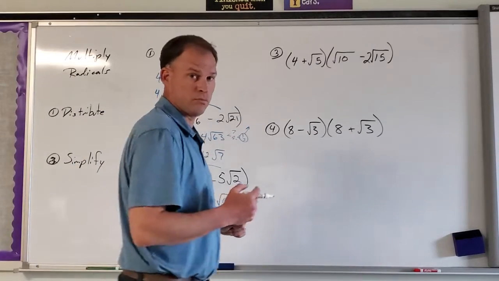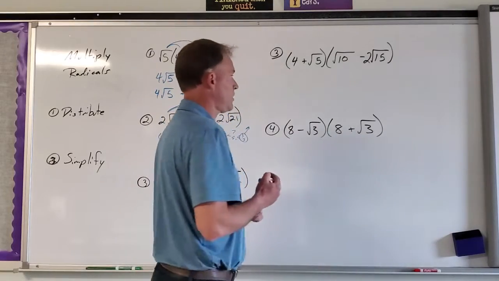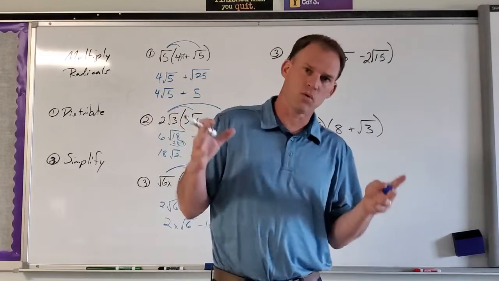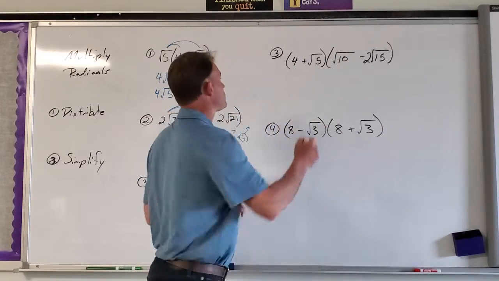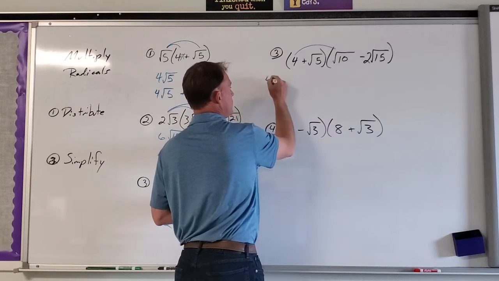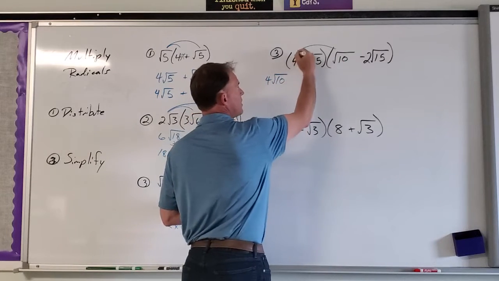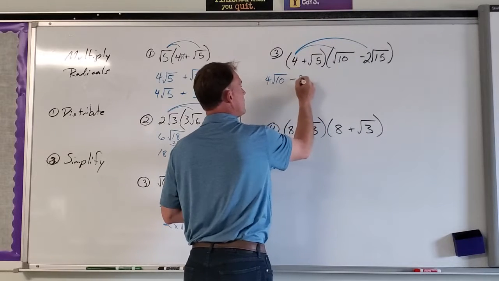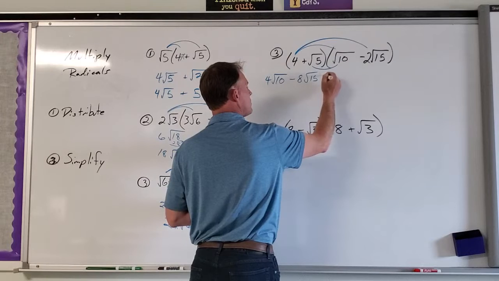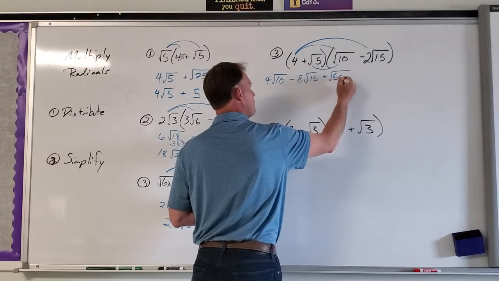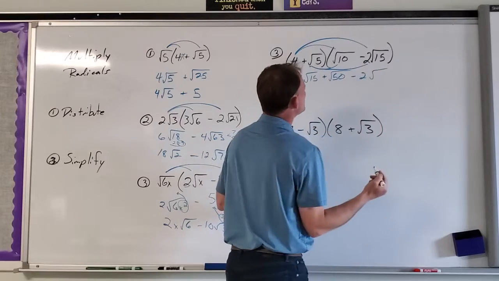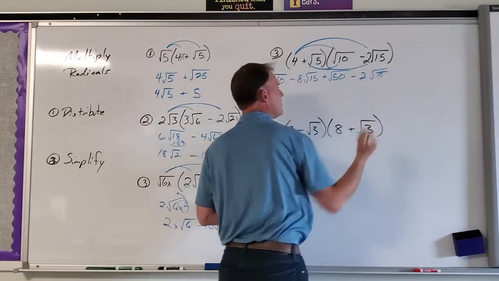Double distribution. Oh baby, we got all sorts of fun going on today. So, double distribution. Be patient, be organized, go through the steps. This times this. Whole number, radical, they don't mix, 4 root 10. Multiply here, 8 root 15. Multiply here, 50. Multiply here, minus 2 root 75.